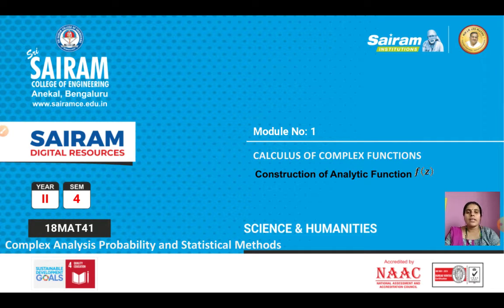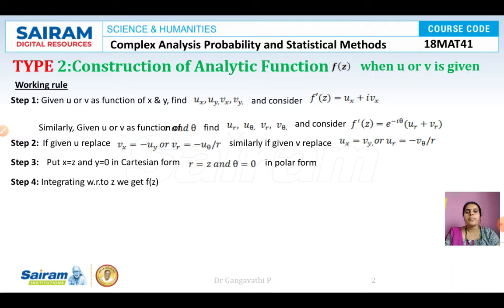So how exactly? Either u or v will be given, that is, the real or imaginary part will be given to us, and using that we have to find the function f of z, which is analytic. That is the session that we are going to discuss here. This type of problem we call type 2 problems. The type 1 problems were finding the derivatives. So type 2 is construction of analytic function f of z when u or v is given.